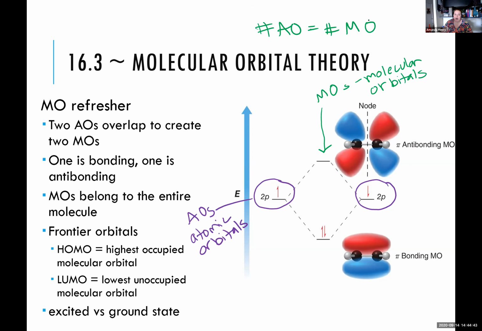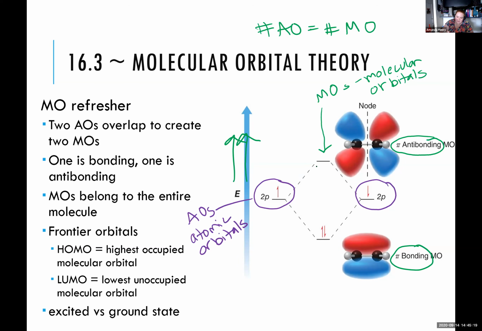And half of the MOs will always be higher in energy than the AOs, and half of the MOs will always be lower in energy than the AOs. So when there's only 2, that's nice and easy to see, because we have energy over here, and we have our MO on the top that's higher in energy, and the one on the bottom is lower. The one on the top is always what we refer to as an antibonding MO, and the one on the bottom is a bonding MO.